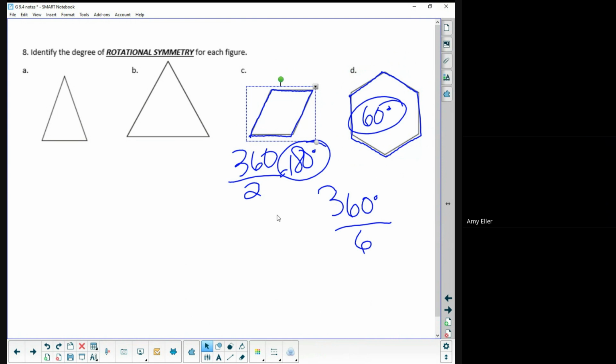Try A and B on your own. You can just eyeball it, or you could trace it with patty paper and actually spin it. You shouldn't need to cut it out. I think I saw some hands up back here.